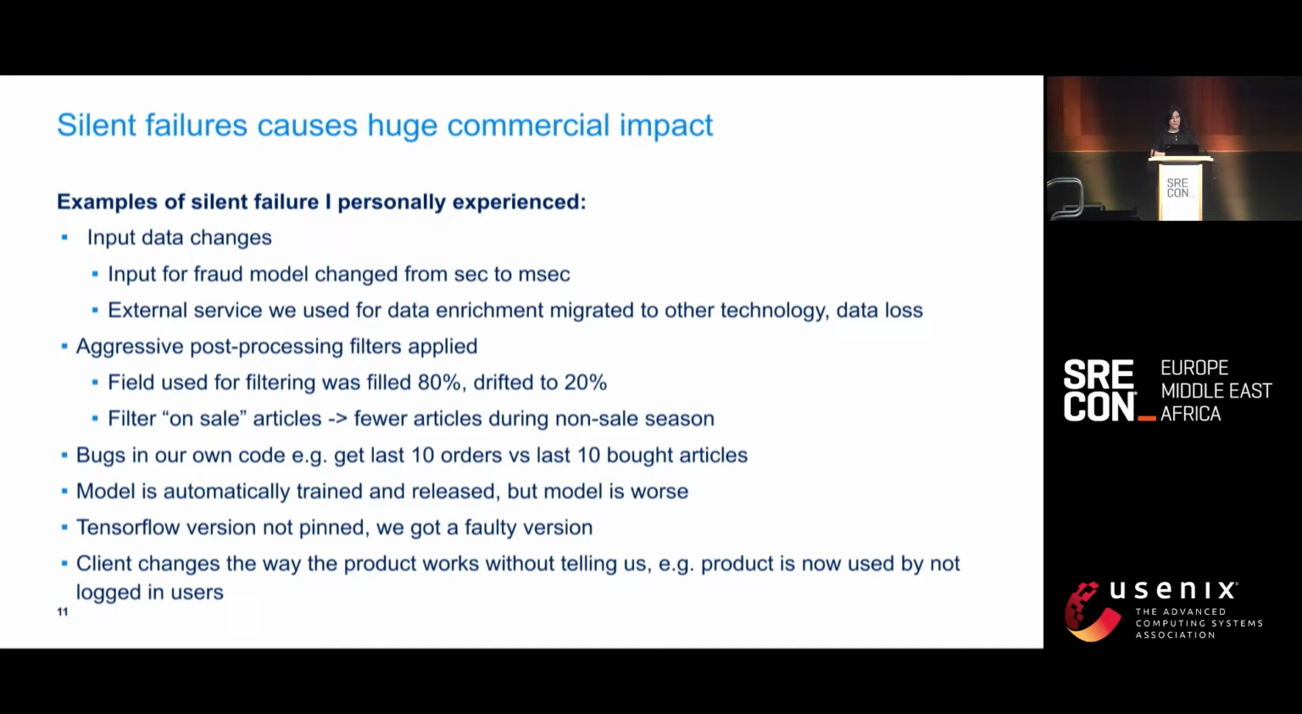Another example is aggressive post-processing rules after your machine learning model. So maybe you have a field that can sometimes be empty, and originally the field is filled 80% of the time, and then you put something in production, it looks good, and over time this field is less and less filled, and then at some point it's only 20% filled, and whatever you're filtering is very aggressive.